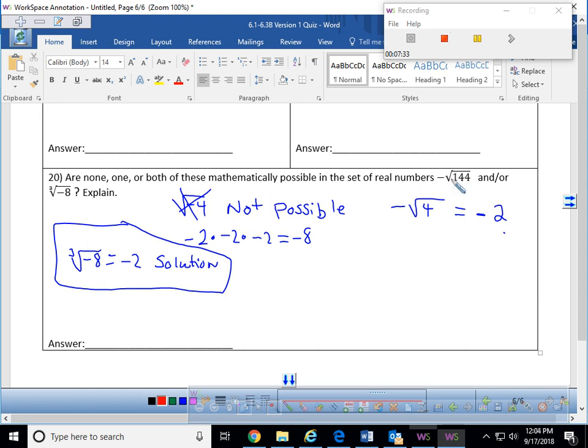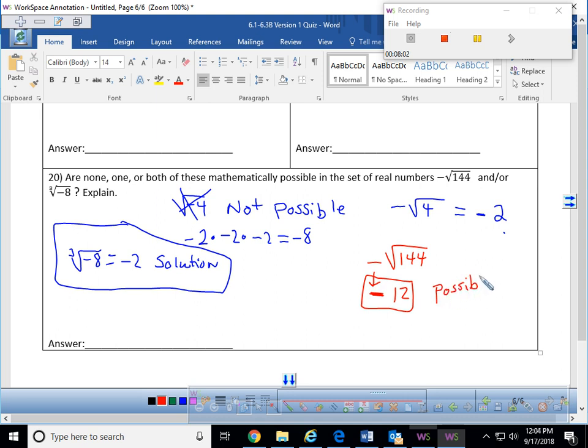Now let's go back over here. This is kind of like this problem right here. So if you have negative square root of 144, forget about the negative for a second. It's not on the inside of the radical or the square root sign. It's just along for the ride. It just kind of tags along. And what's the square root of 144? Well, that's 12, and that's absolutely possible. So this one also is possible.